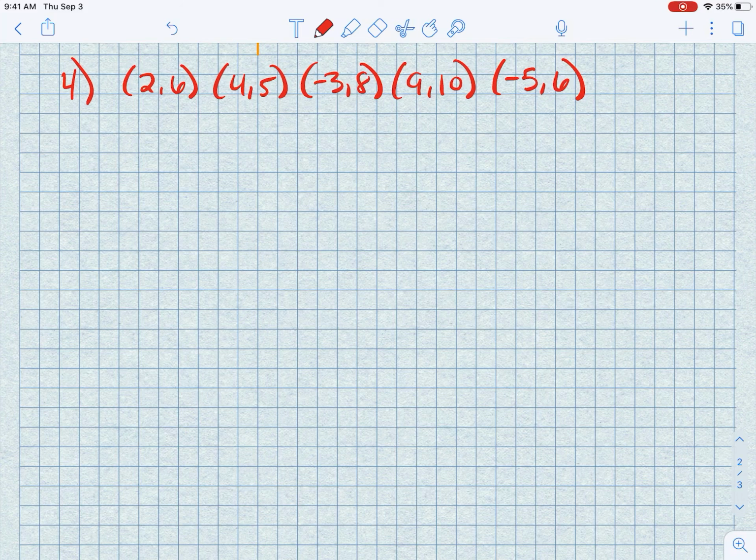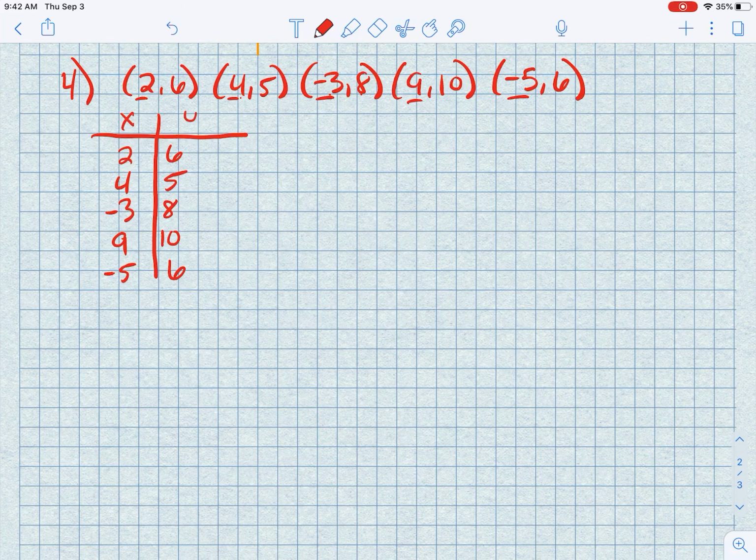Now, you can either compare all of your X values to see if they repeat or not, or you could make a table. Sometimes that's easier for people. So if I make a table, I'm going to list all my x's. I have 2, 4, -3, 9, -5, and then put your y values. So 6, 5, 8, 10, 6.